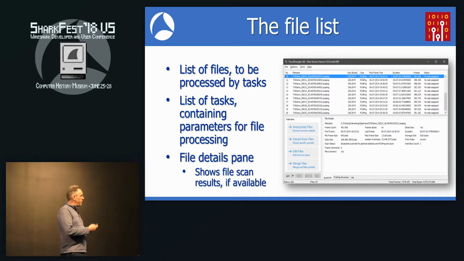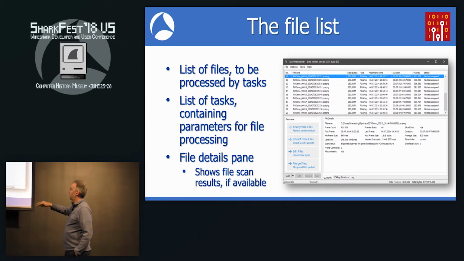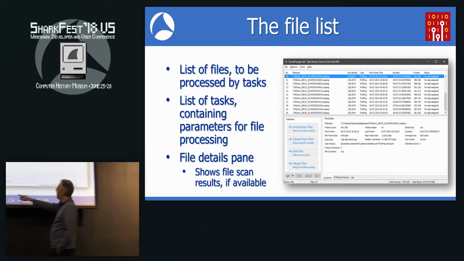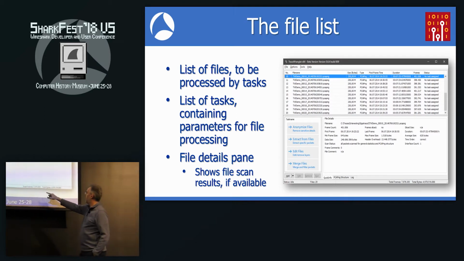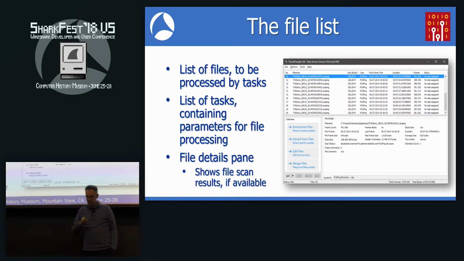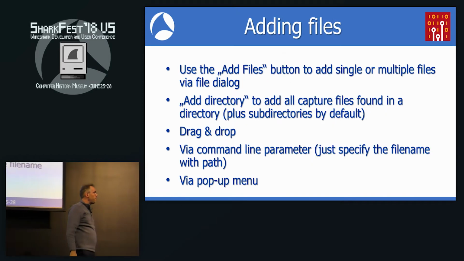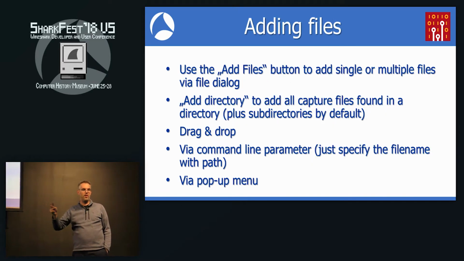Good. So I have this file list. As you can see, the file list contains, in this case, 20 files. It says here, 20 files. Total frames, 7.8 million. Total bytes, 5 gigabytes. So this is a set that it's going to work on. And then you can add tasks here and work on the files. Adding files is very simple: drag and drop, add button, pop-up menu, whatever.